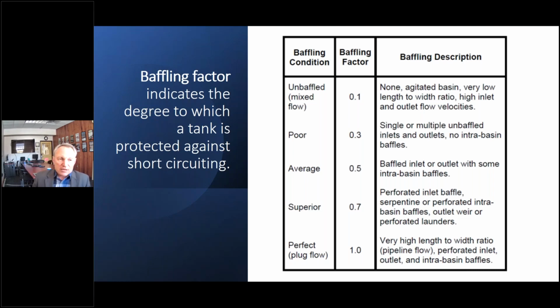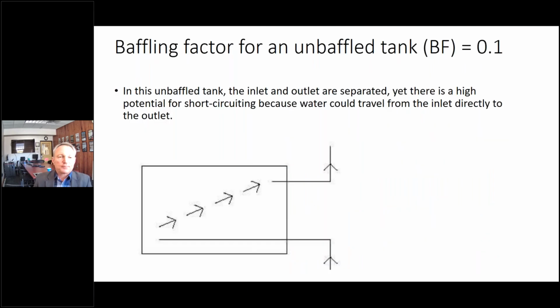And as the slide states, the baffling factor indicates the degree to which the tank or volume is protected against short circuiting. As we go all the way down to the bottom, where the baffling factor is 1.0, that is in relationship to a pipe, which is considered to be plug flow, where you get full credit for that volume. And we'll look at a couple of these individually.